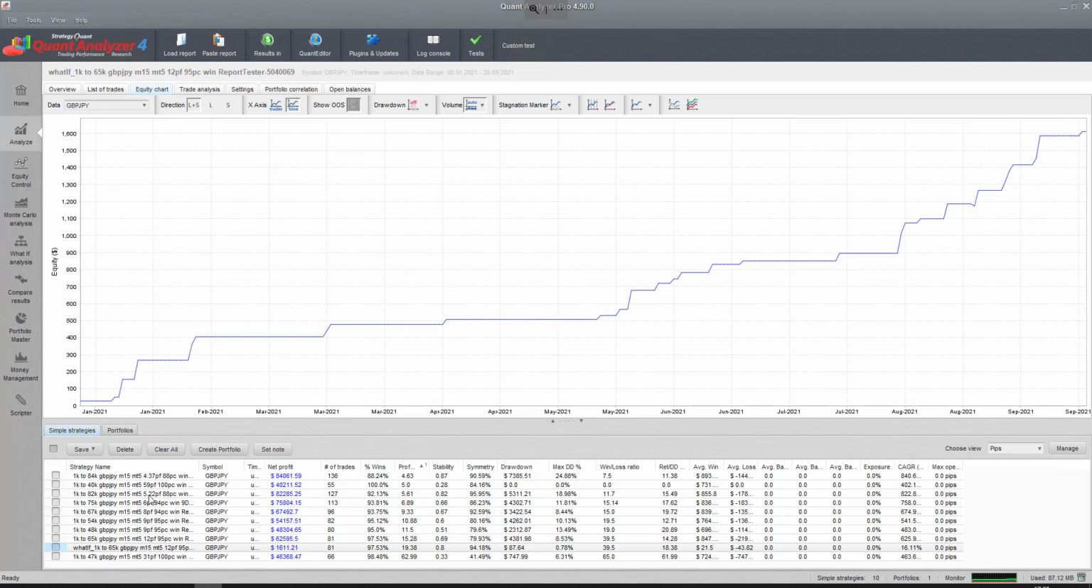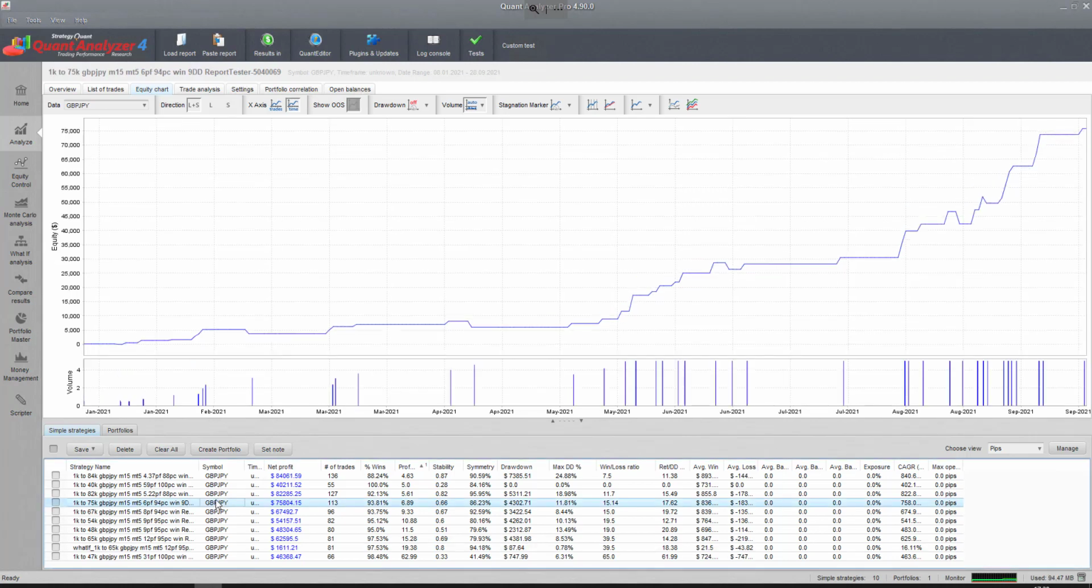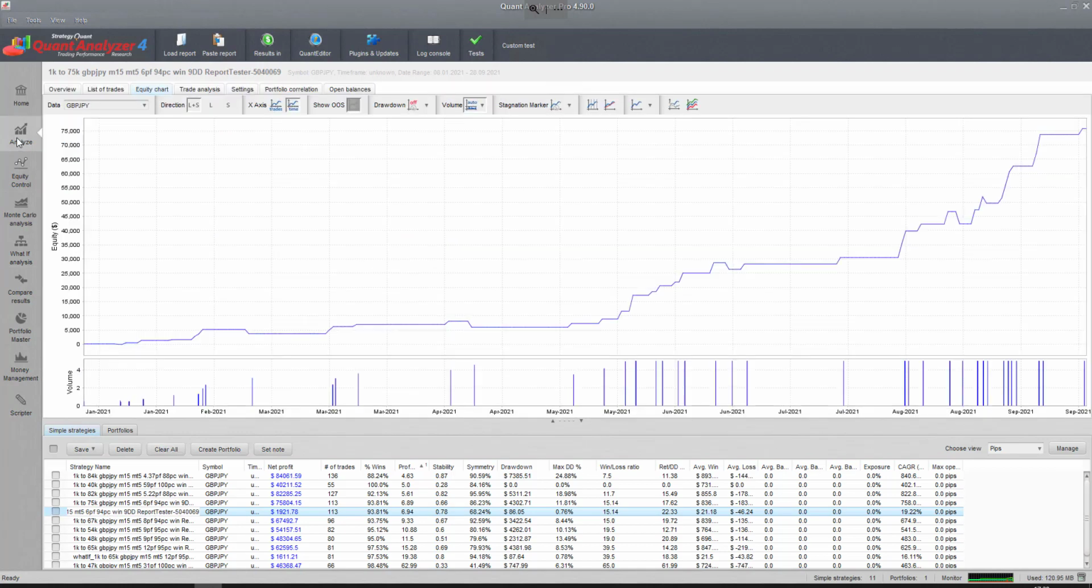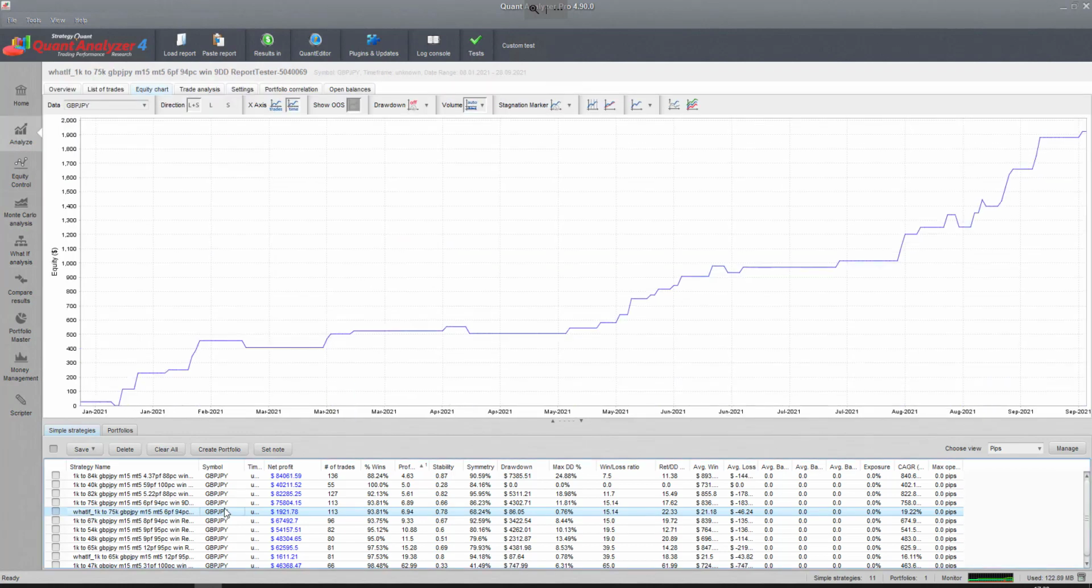Let's have a look at the other one we're interested in, 113. So let's double click on this one. This is the trades with auto lot on. So let's click on that one, go to what if, create the what if alternative. Well, let's have a look at this one. Let's go to analyze. Double click on this one.